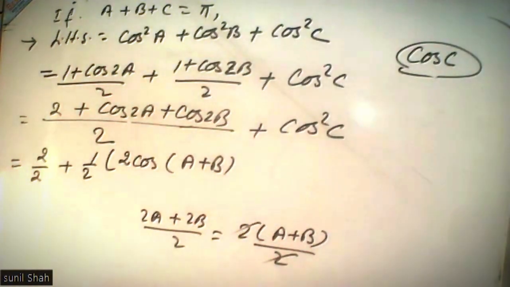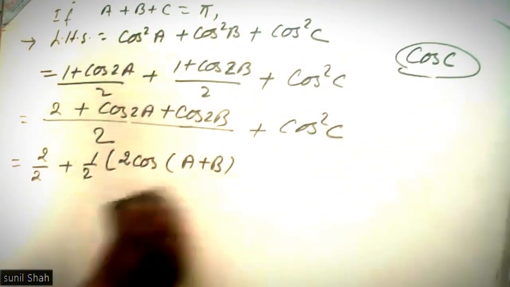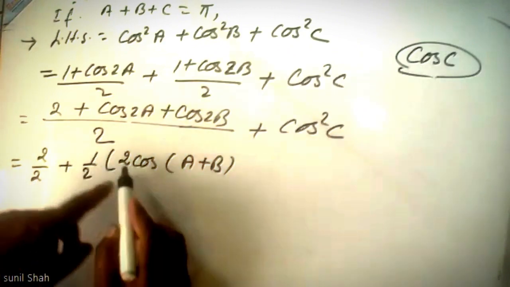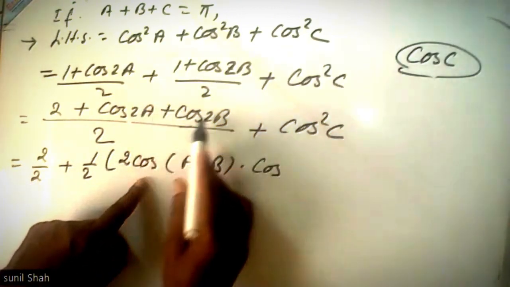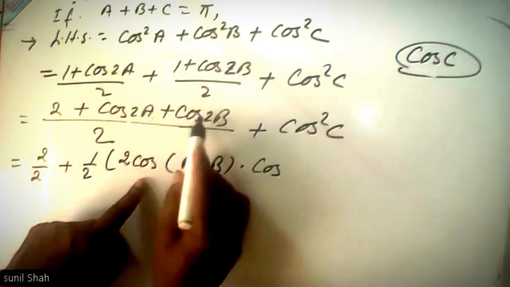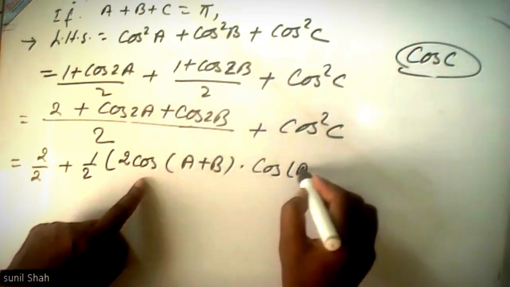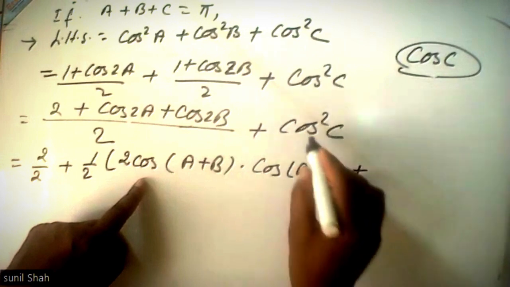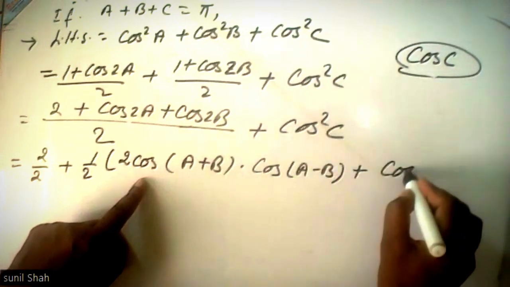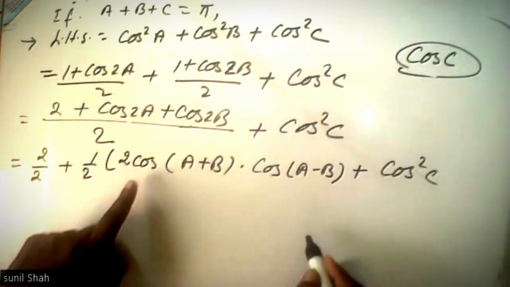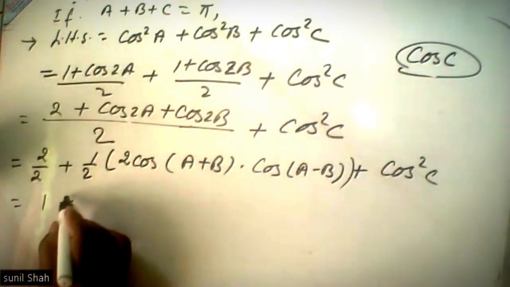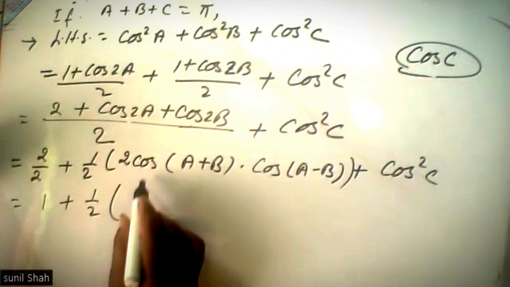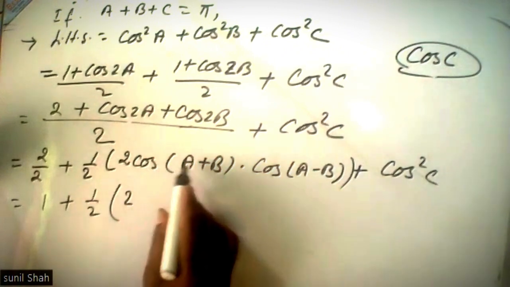Cos c plus cos d is 2 cos((c plus d) by 2) into cos((c minus d) by 2). 2a minus 2b by 2 becomes a minus b, plus cos square c. So this is 1 plus 1 by 2 times 2 cos(a plus b).